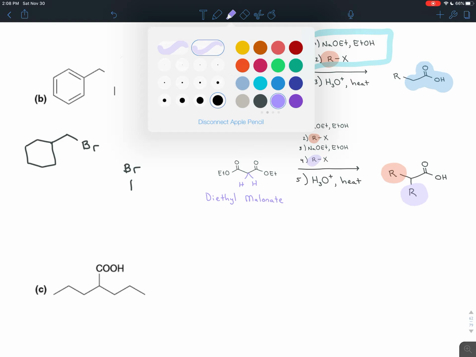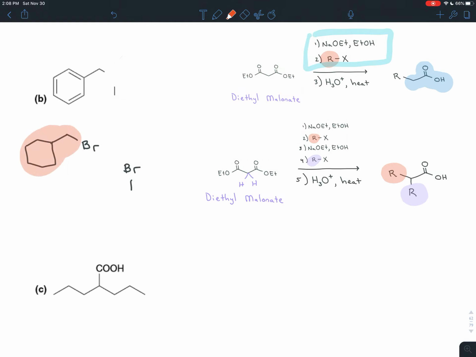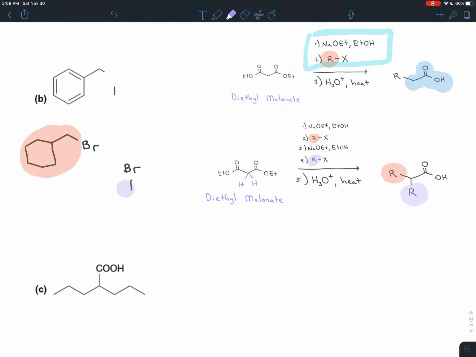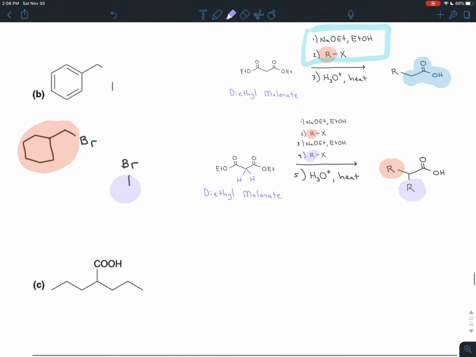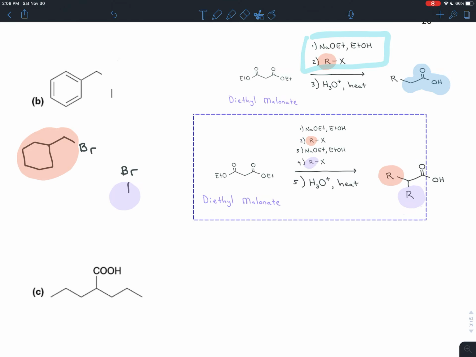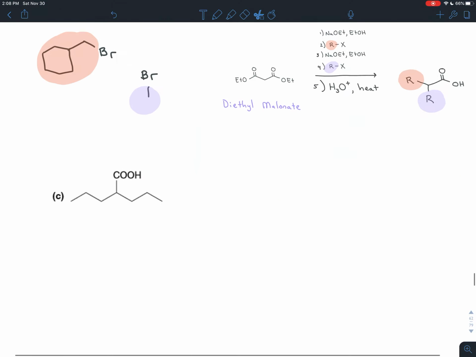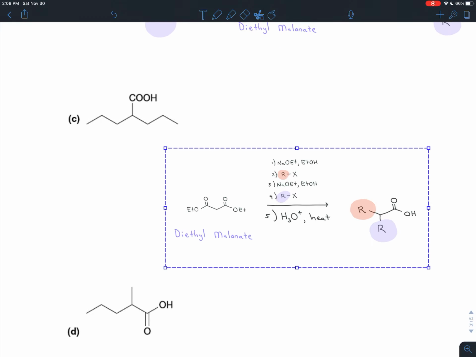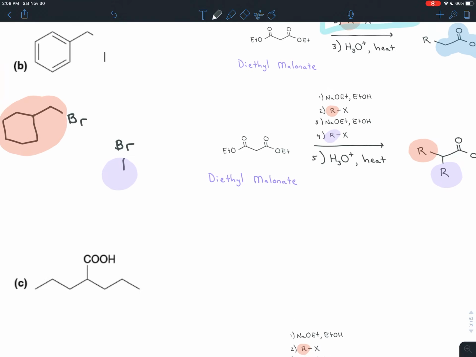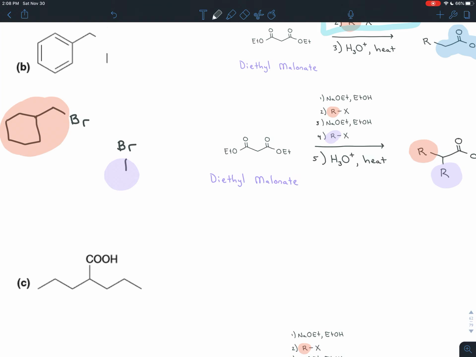Now in this example, it doesn't really matter which one you do first. I'm going to add that one first and then this one second. So when you do the Malonic ester synthesis, you always start with diethyl malonate, and make sure you can draw that molecule. We discussed a way you can remember that in the previous video. Then you always start with sodium ethoxide and ethanol.